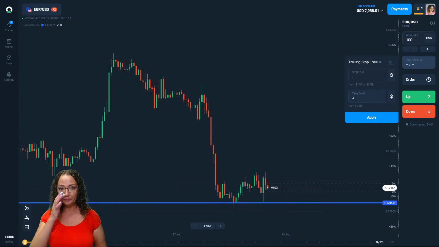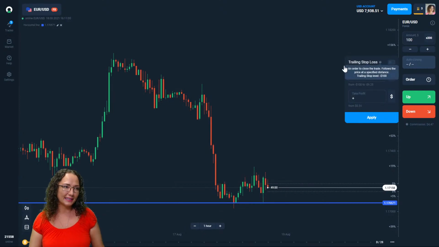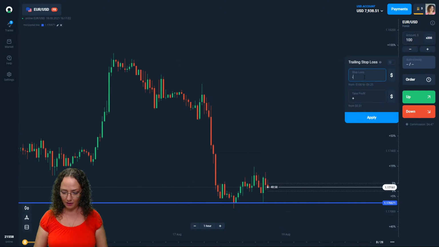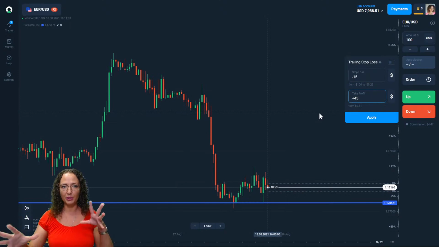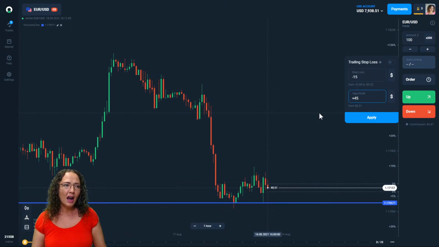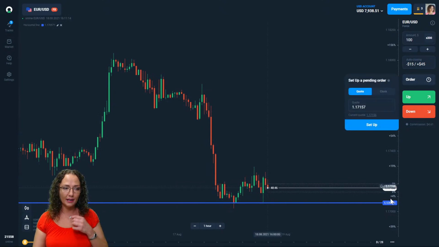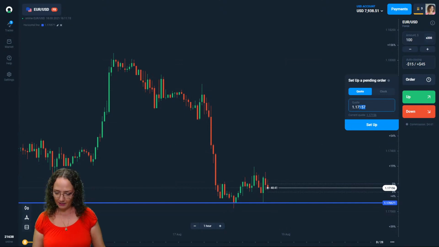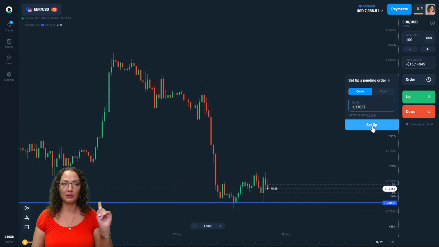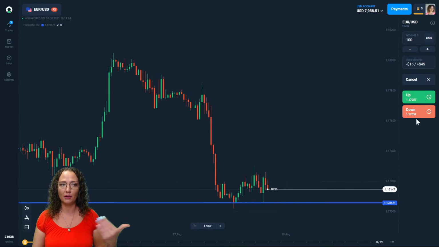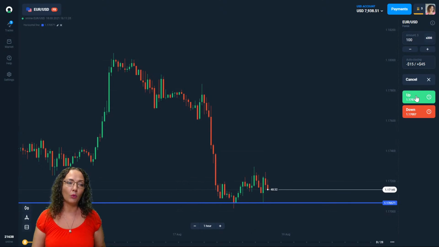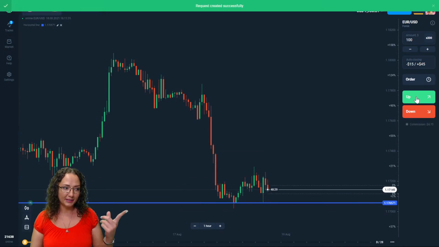So let's see here, for example, what I'll do is I'll set up my stop loss at minus $15, my take profit at plus $45. That's a 1-to-3 risk to reward ratio. We're going to hit apply, and then we're going to go ahead and select order. And we're going to choose this level one more time, 1.17057. Then we have to click setup, and then we have to choose the direction of our trade. In our case, if the price reaches this level, I would like for the trade to open to the upside.